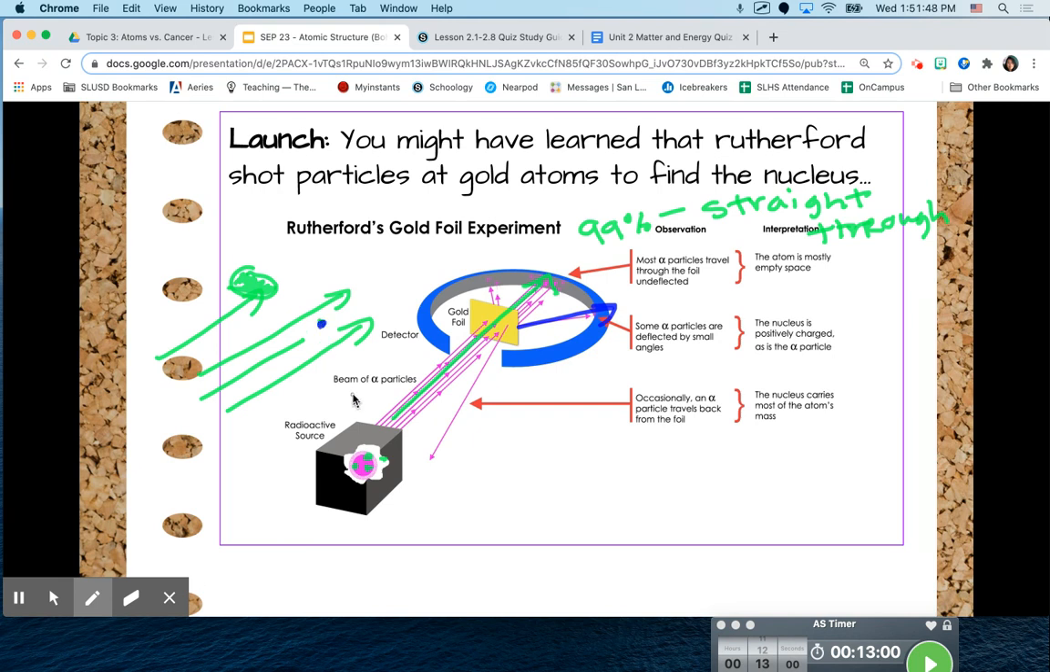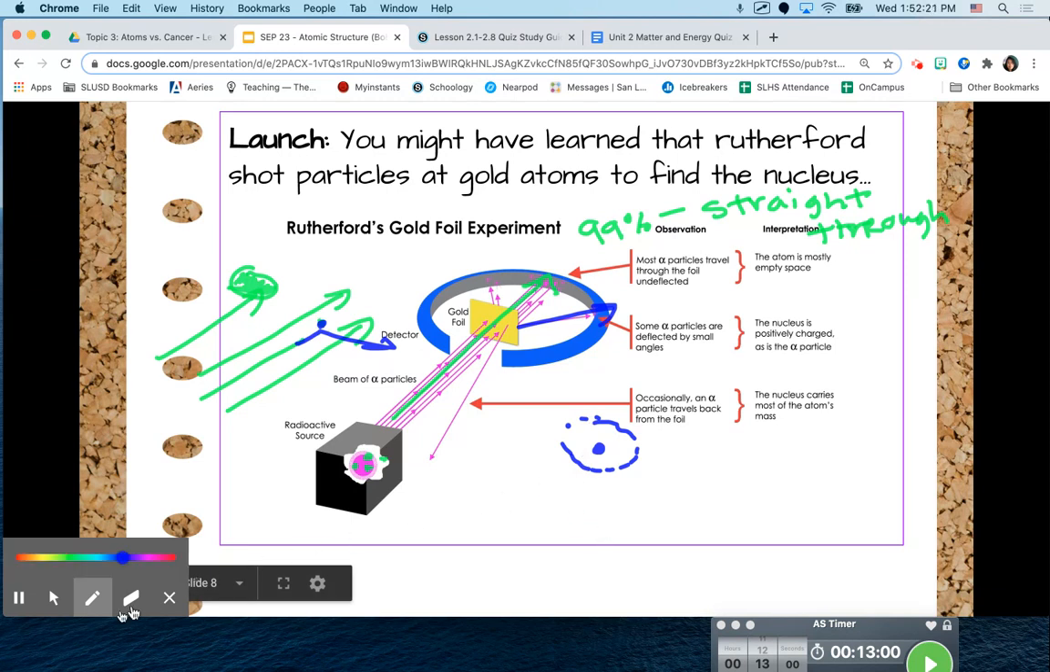So from his data, he also guessed that whatever that 1% is, it's just big enough to block or deflect the radioactive particle off to the side. So there must be something small and very tiny in the middle of atoms. And everything else around the atom is just kind of empty space.